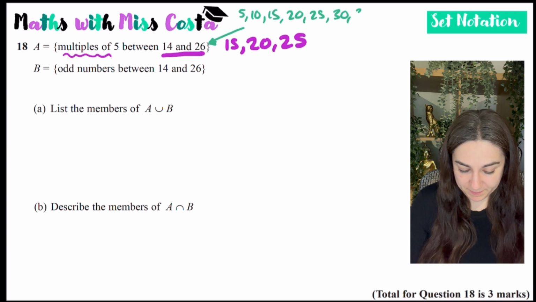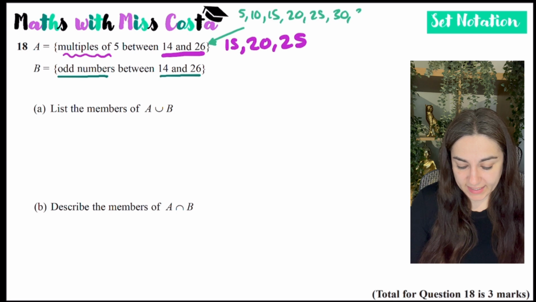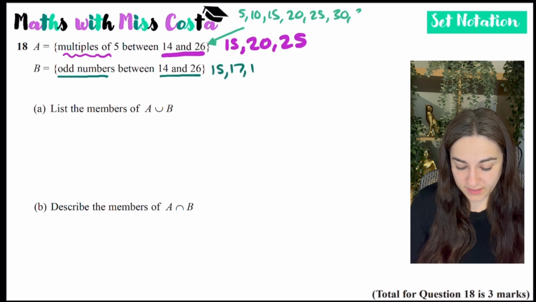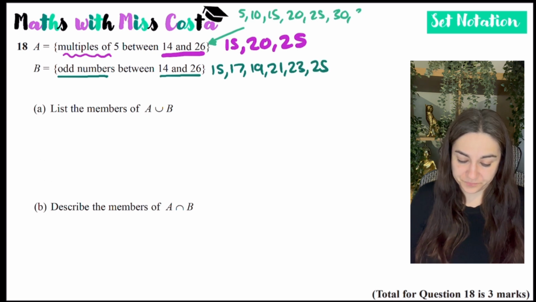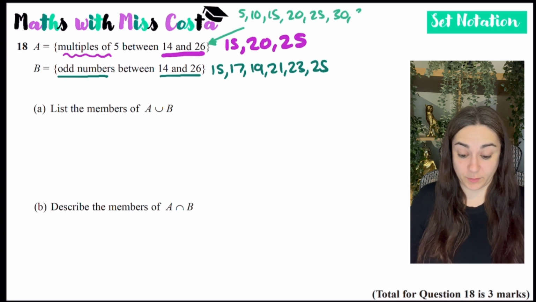So the members of set B are the odd numbers between 14 and 26. So what are the odd numbers? We'd start with 15, then 17, 19, 21, 23, and 25. So the only possible way you could be a member of set A is if you were 15, 20, and 25.